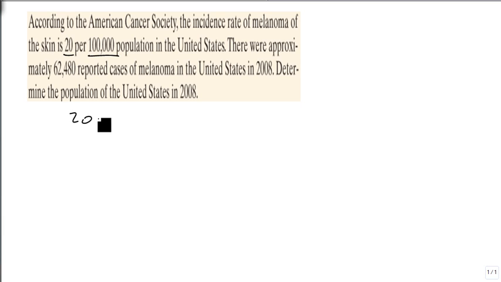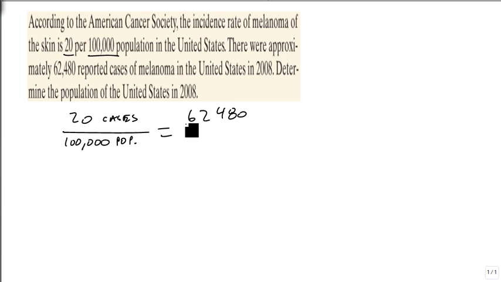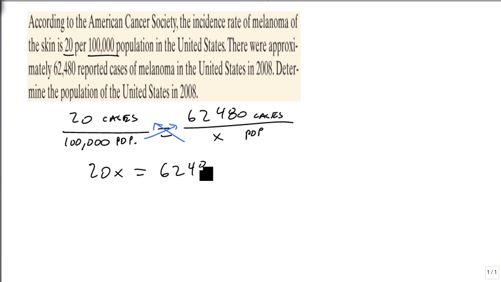We have 20 cases over a population of 100,000. And then we had 62,480 cases over x population. We don't know the population. And so here we're going to cross multiply to get 20x equals 62,480.